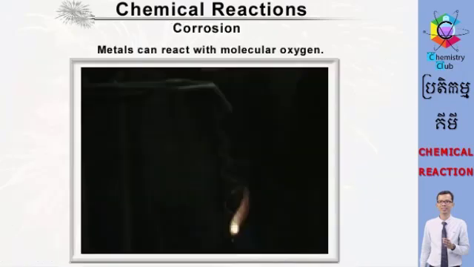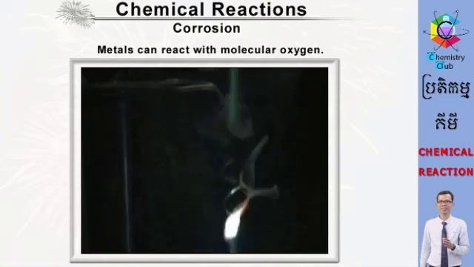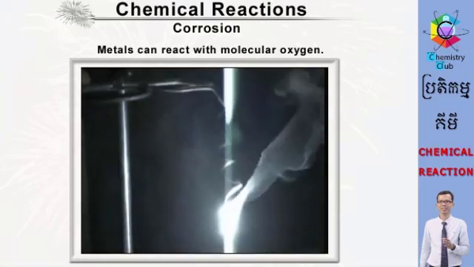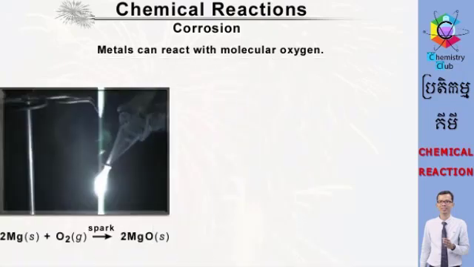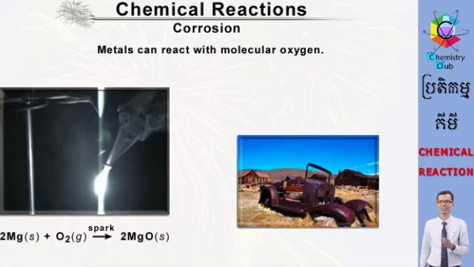Metals can also undergo a reaction with molecular oxygen. Magnesium metal reacts quickly with oxygen, as you can see in this demonstration. Pure magnesium metal is reacting with the oxygen in air, producing heat, light, and magnesium oxide. In most cases, the reactions of oxygen and metals are slower than this, do not generate light and heat, and are referred to as corrosion.